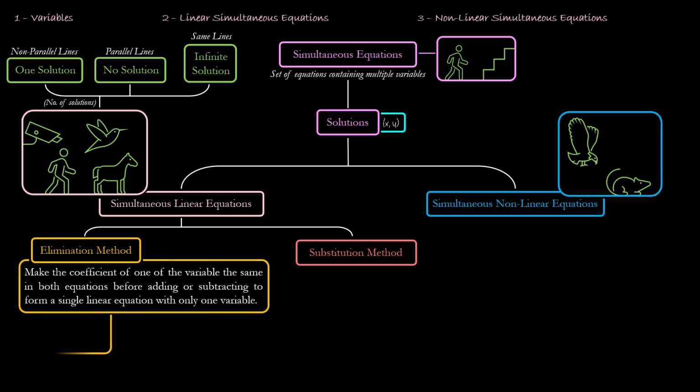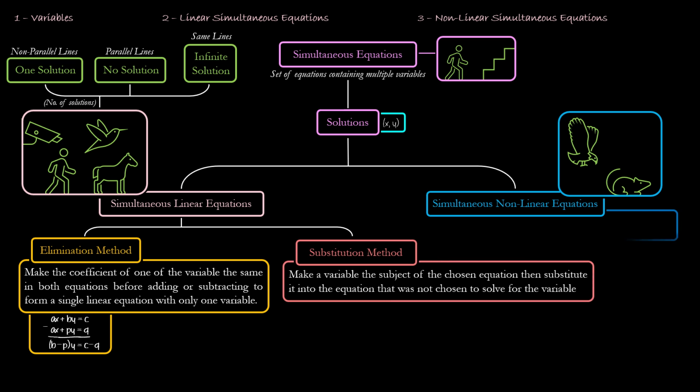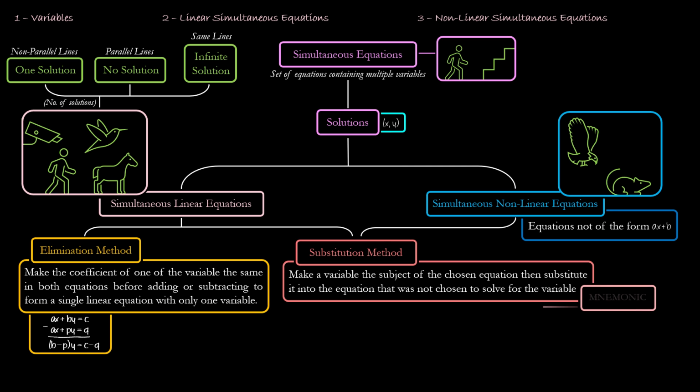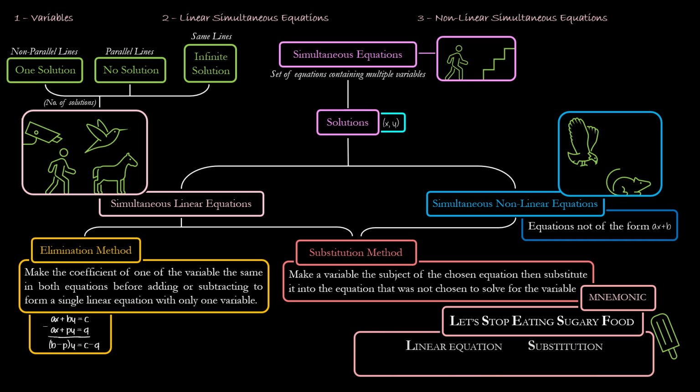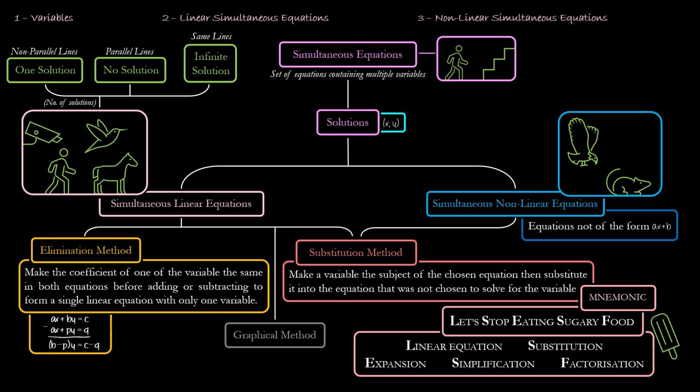We also noted that we can use the elimination method or the substitution method to help us find for the solutions. Next, we learned that the substitution method can be used to help us solve for simultaneous non-linear equation. We can employ the mnemonics let's stop eating sugary food to help us find for the answers. Lastly, we may use the graphical method to help us find for the solutions, but this method is not recommended.